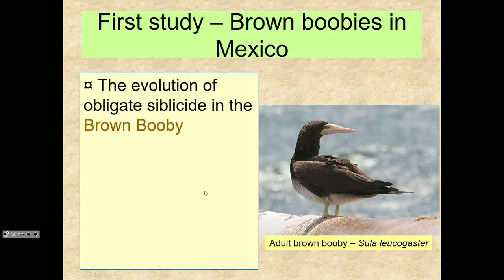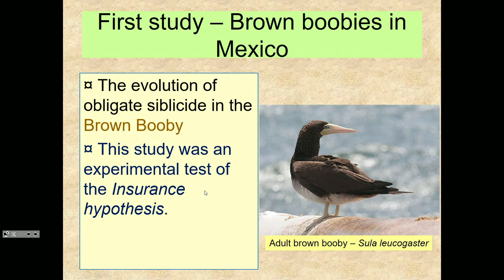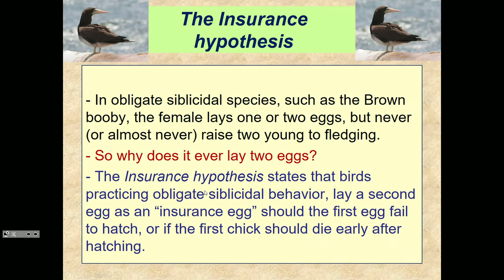So the first study was done on brown boobies in Mexico. We did several studies, but the study I'm presenting here today is about what we called an experimental test of the insurance hypothesis, and I will explain how it goes.